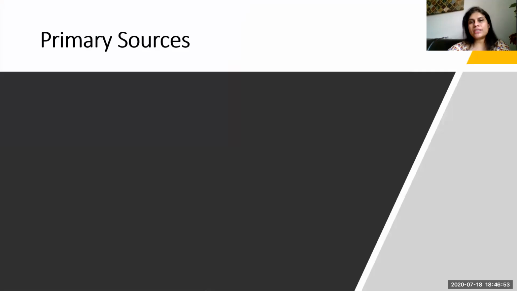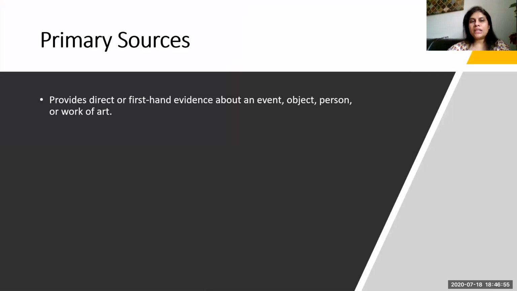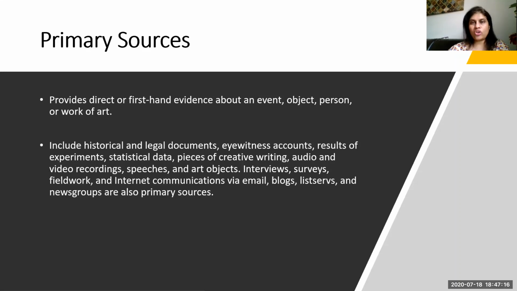So primary sources. Primary sources of evidence include studies which have been conducted firsthand, and the data is collected from individuals by the researchers themselves, and these studies are written by the researchers themselves. So these studies, primary sources, provide direct and first-hand evidence, as I've just said to you, about an event, object, person or work of art. So anything which someone has described as they have experienced it or they have explored it.